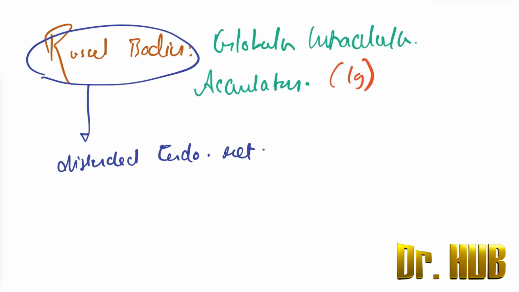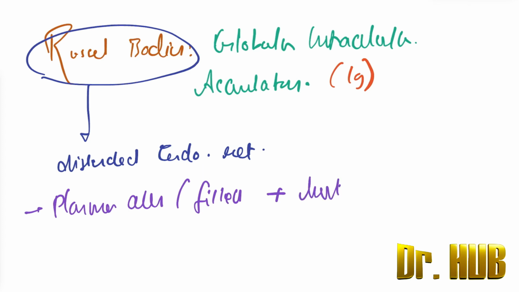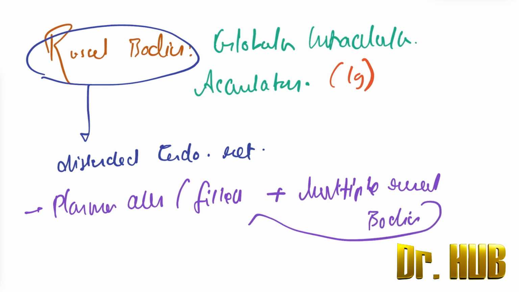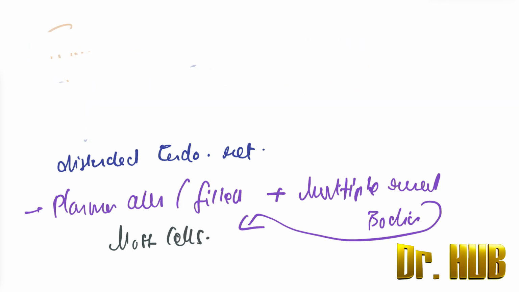The plasma cells which are filled with multiple Russell bodies are known as Mott cells. So they are nothing but the Mott cells.